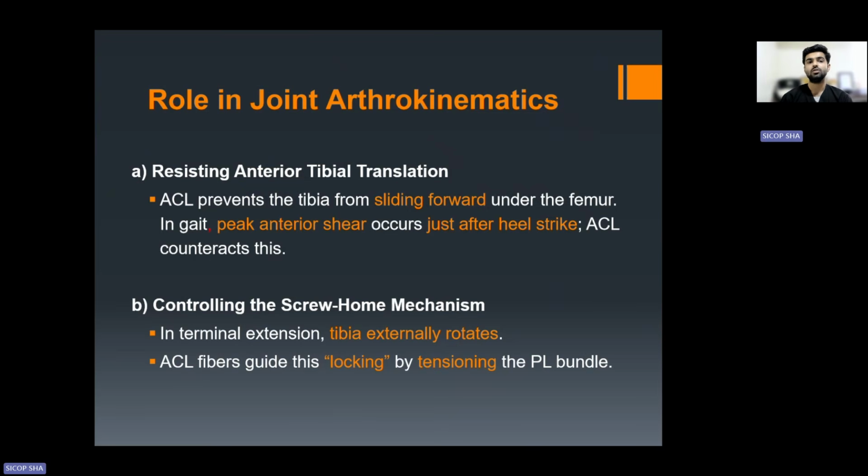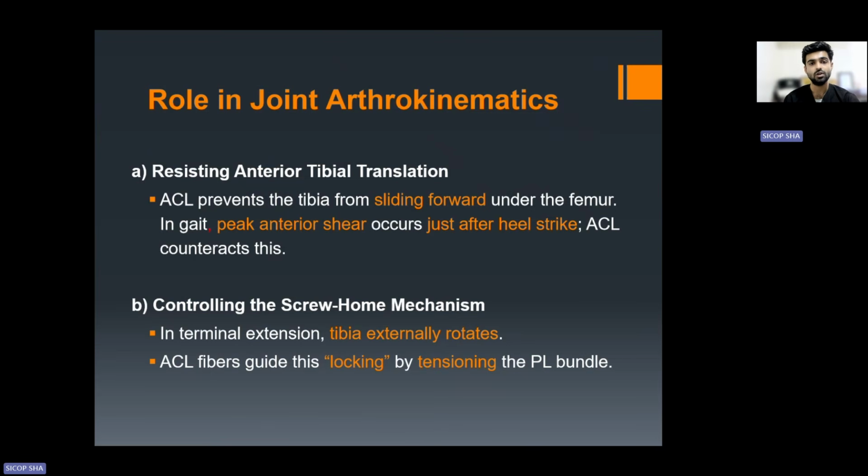Now, what is the role of the ACL in joint arthrokinematics? The anterior cruciate ligament is very important as it prevents excessive anterior tibial translation. It prevents the tibia from sliding forward under the femur. In the normal gait cycle, the peak anterior shear stress occurs just after heel strike. So when we strike the heel, in the initial contact phase of the foot, it increases the peak anterior shear forces. The ACL here controls that anterior tibial translation and counteracts this.